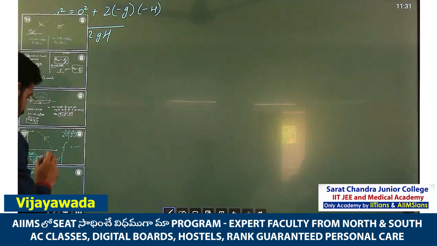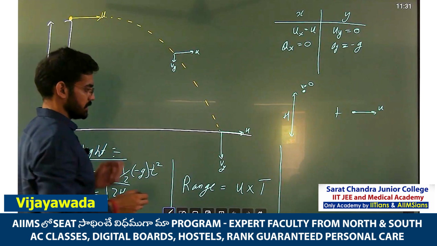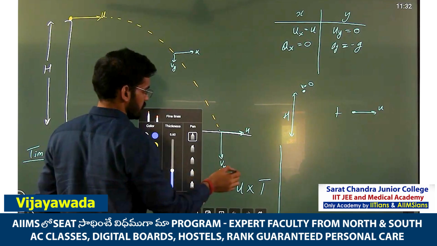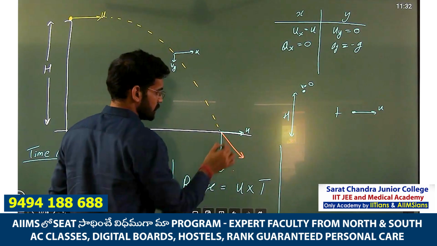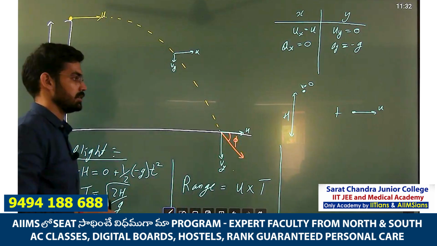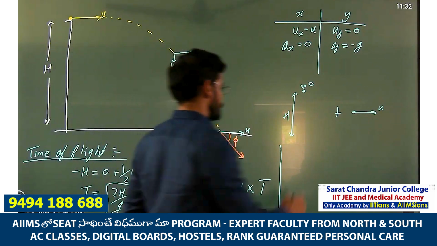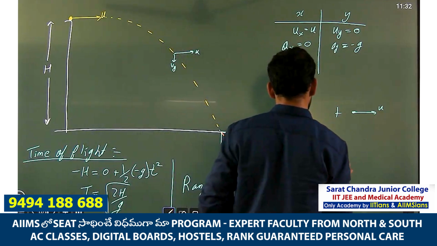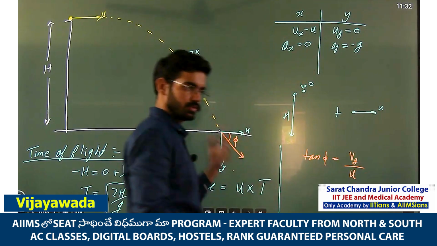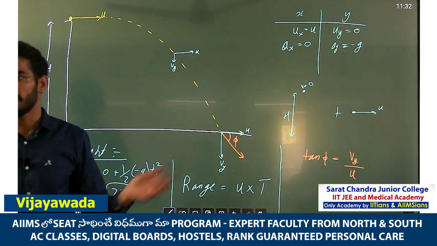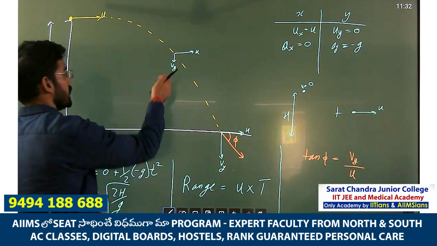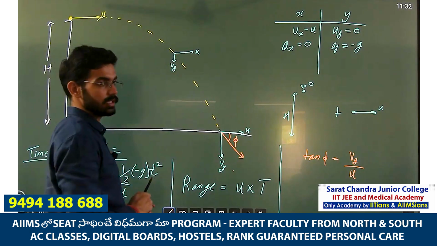Now he is hitting here with Vy, and the net velocity will be along this side. What is the angle with the horizontal? Phi. How much is tan phi? Tan phi is Vy by u. Vy you just calculated. By that he can ask tan alpha also, tan phi also. Here he can ask you Vy at any point of time.